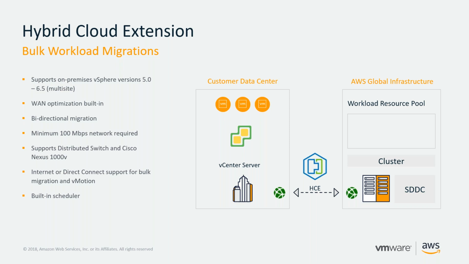It allows for WAN optimization, as it's built in. It allows for bi-directional migration. You do have to have a minimum 100 megabit network in place for the connectivity. It supports distributed switch and even the Cisco Nexus 1000V. It also allows for Internet and Direct Connect support for bulk migrations, as well as vMotion. And lastly, it has a built-in scheduler. So if you're looking to deploy a set number of VMs at a particular time, and want to schedule that out for your maintenance window, you have that option available to you.